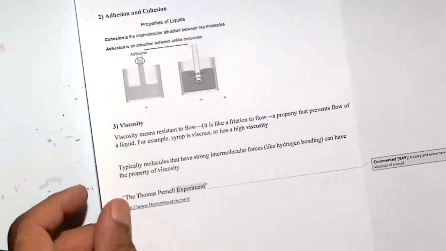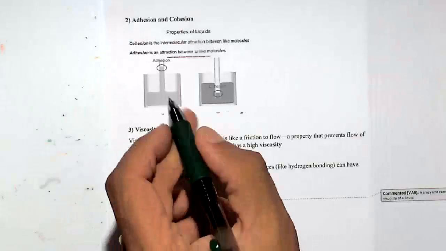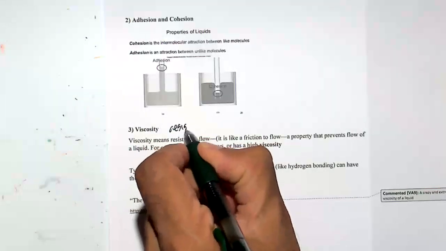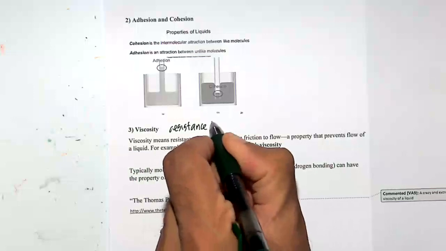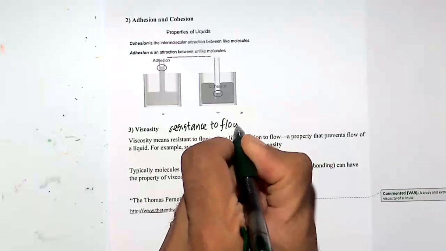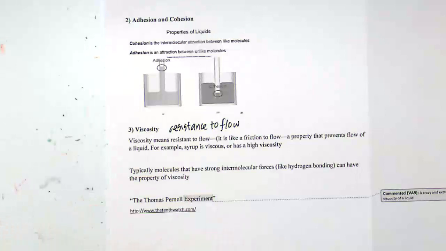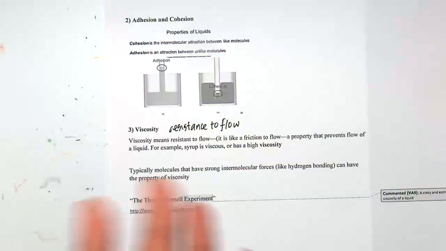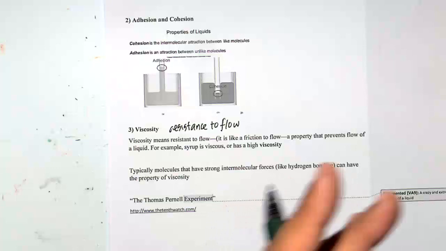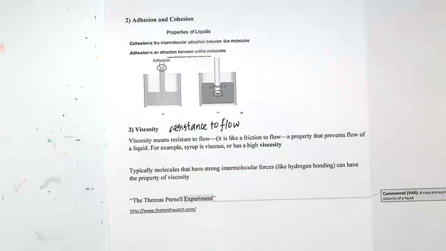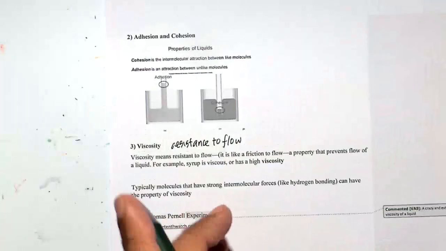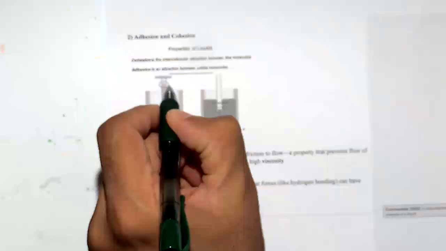I'll give you one more minute here. Okay, viscosity is resistance to flow. Think of syrup, think of molasses, think of water. How do they flow? One flows like a goop, the other one flows smoothly. All liquids have that. And then adhesion and cohesion.